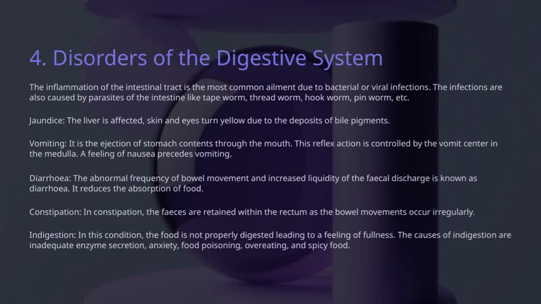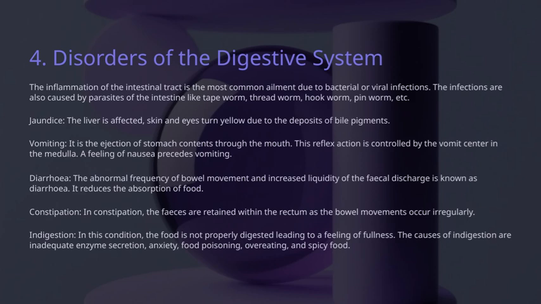Now, let's look at some common disorders of the digestive system. First up is indigestion. This occurs when food isn't properly digested, leading to a feeling of fullness or discomfort. The main causes include inadequate enzyme secretion, which hampers digestion, as well as factors like anxiety, food poisoning, overeating, and spicy foods. Next is constipation, where the stool is retained in the rectum because bowel movements happen irregularly or are infrequent. This can cause significant discomfort and is often linked to diet or lifestyle habits.